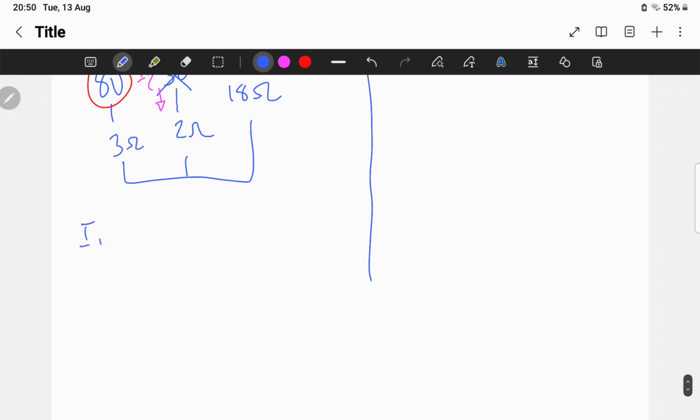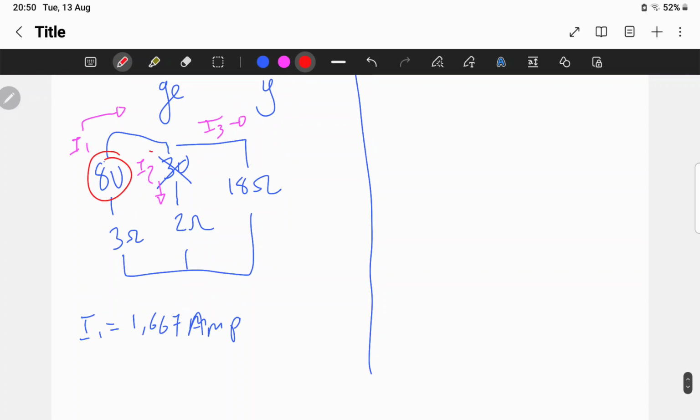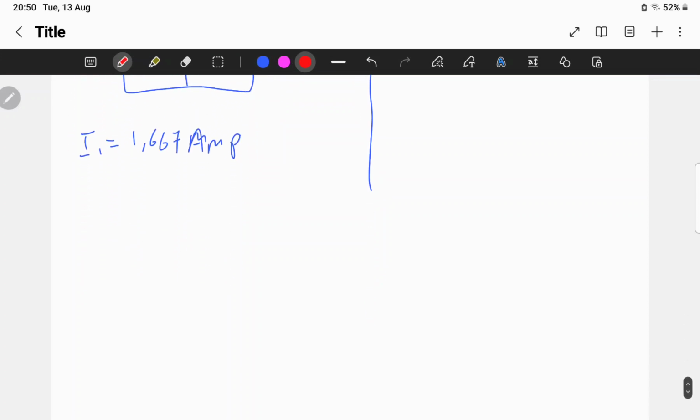So I1 is equal to 1.667 amps, right? Now we need to find I2 and I3. So we're going to use the current divider rule, right?